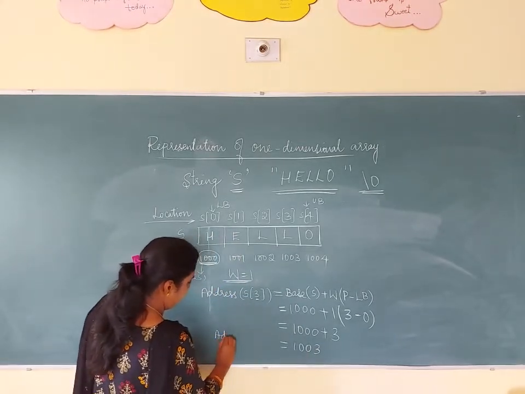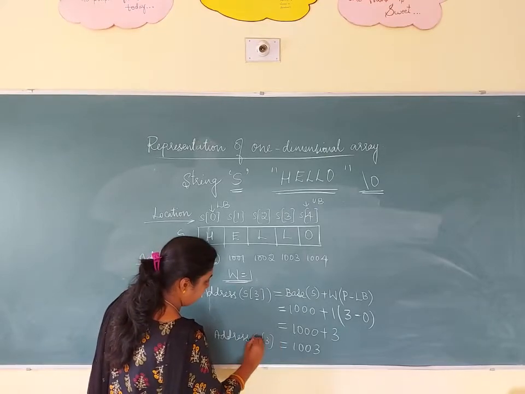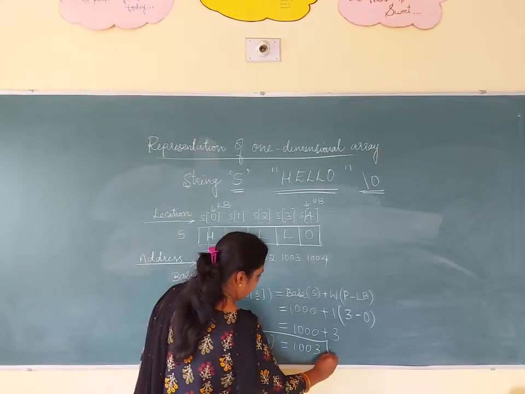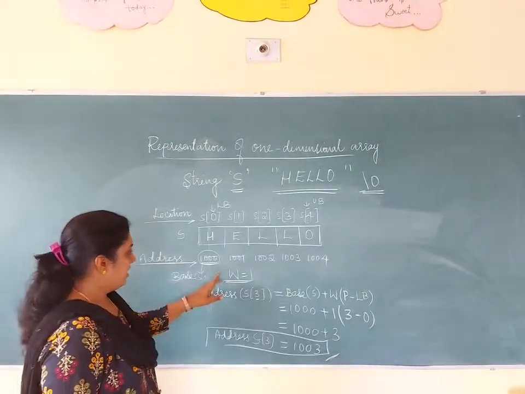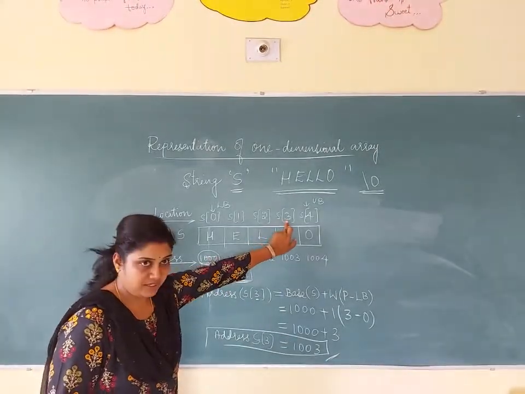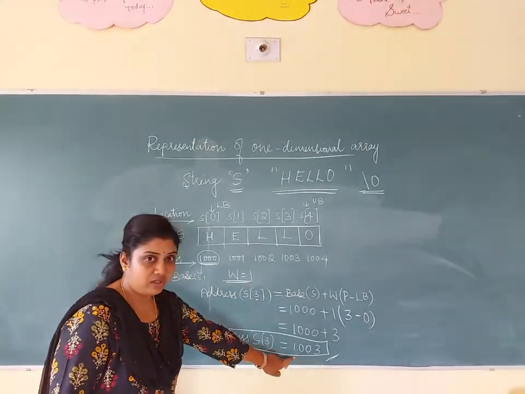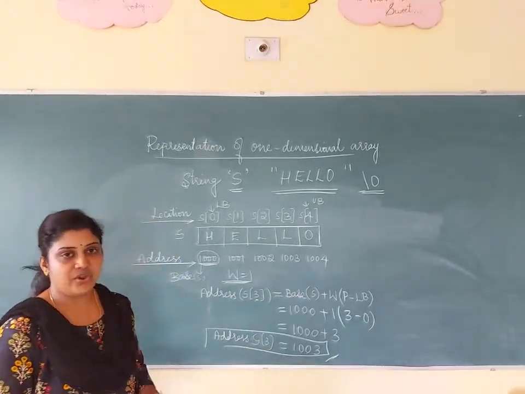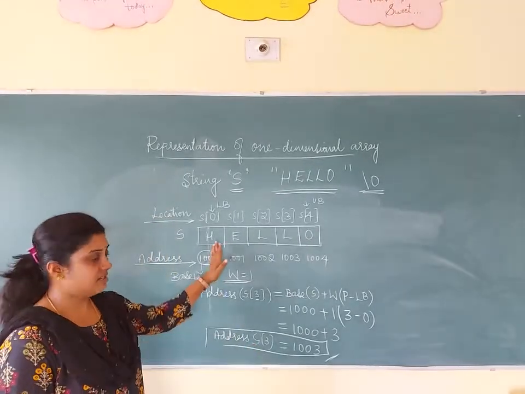So the address of S of 3 is what? 1003. Now you check it here. See, the address of S of 3 is 1003. Exactly, you are getting 1003. Like this, you are going to calculate the address of any element in a given array.